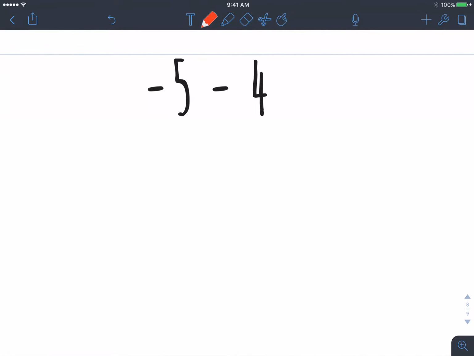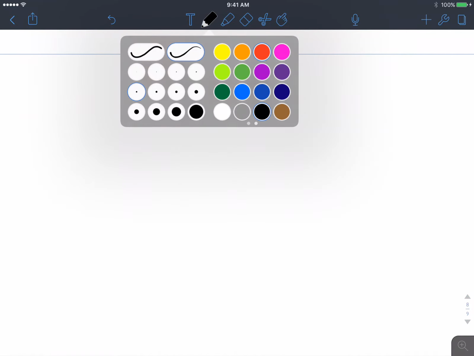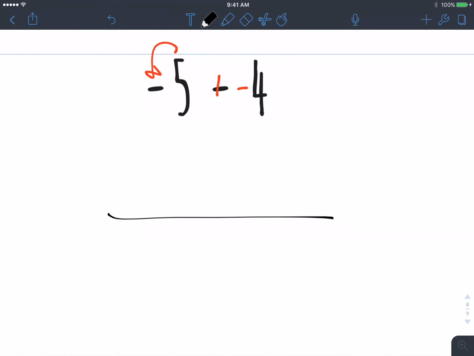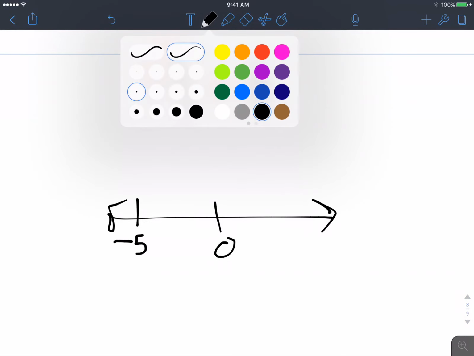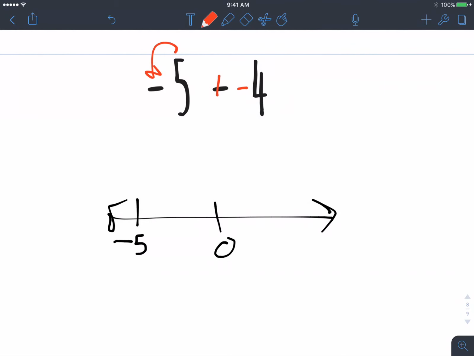Okay. Again, I'm going to change the sign, change the sign. Look to the future. They're on the same side, so I'm going to add them. They are on the negative side of my line, so it's going to be a negative 9.